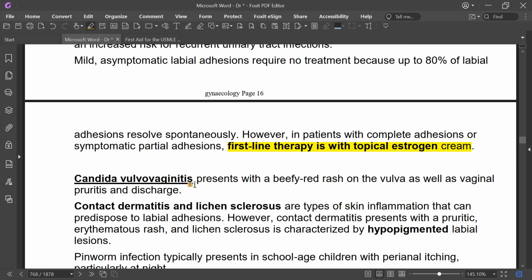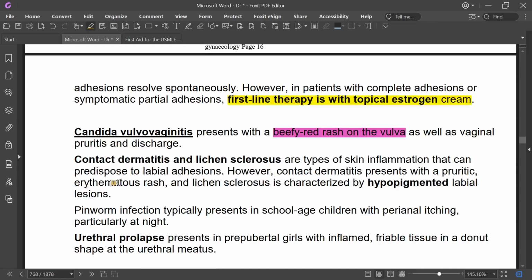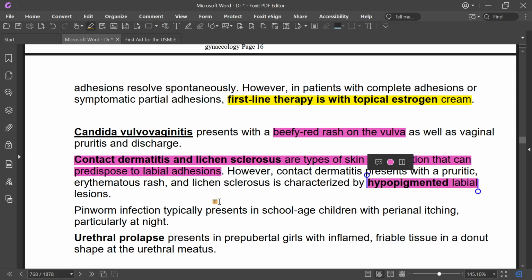Candidal vulvovaginitis is a beefy red rash in the vulva as well as vaginal pruritus and discharge. Contact dermatitis and lichen sclerosus are types of skin inflammation that can predispose to labial adhesion. However, contact dermatitis presents with a pruritic erythematous rash, and lichen sclerosus is characterized by a hypopigmented lesion.